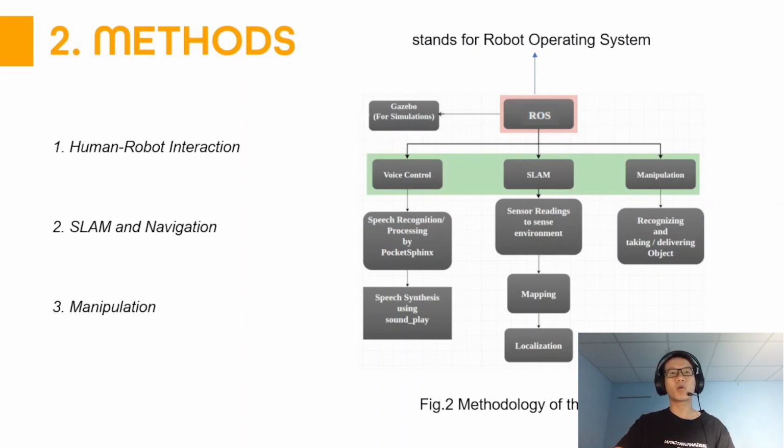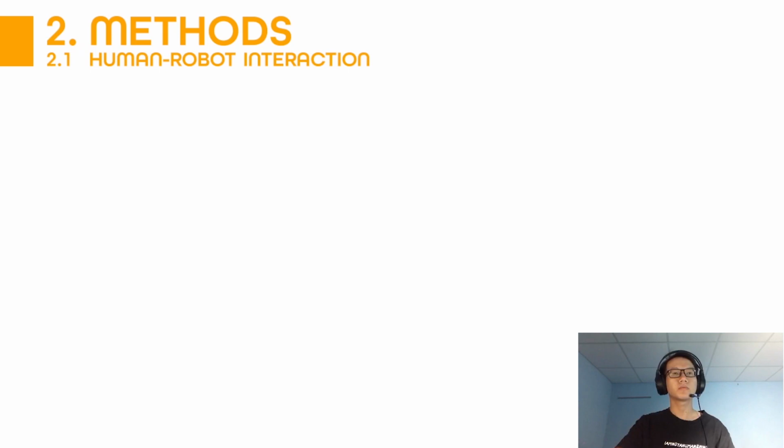Even if possible, the robot has to recognize the customer's face exactly. As mentioned before, human and robot interaction includes speech recognition and sound synthesis.